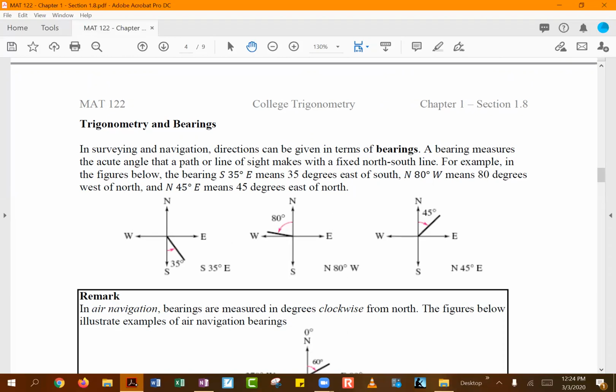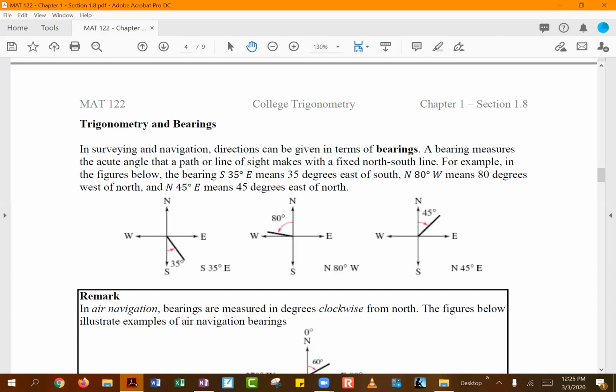In this case, we are talking about this one right here, south 35 degrees east, which means going 35 degrees east of south. Your north 80 degrees west, which is this middle diagram, is 80 degrees west of north, and northeast 45 degrees means 45 degrees east of north. So your bearings will give you both, I kind of think of it as horizontal and vertical directions. North and south go vertically, east and west go horizontally.